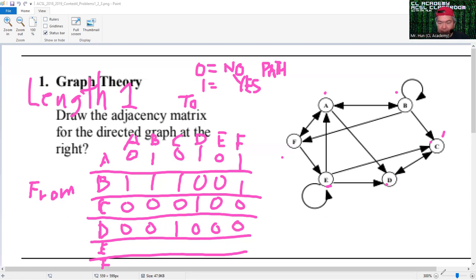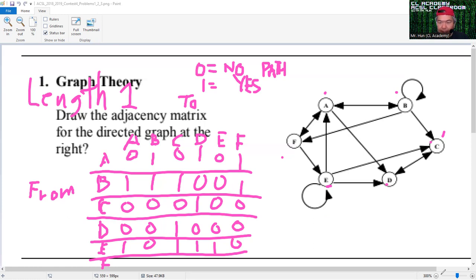Okay, now we'll do E. Is there an arrow from E to A? Yes, there is. Is there an arrow from E to B? No, there's no E to B. Is there an arrow from E to C? Yes, there's an arrow from E to C. Is there an arrow from E to D? Yes, there's an arrow from E to D. Is there an arrow from E to E? Yes, there's an E to E. Is there E to F? No. Okay, the last one is the F.